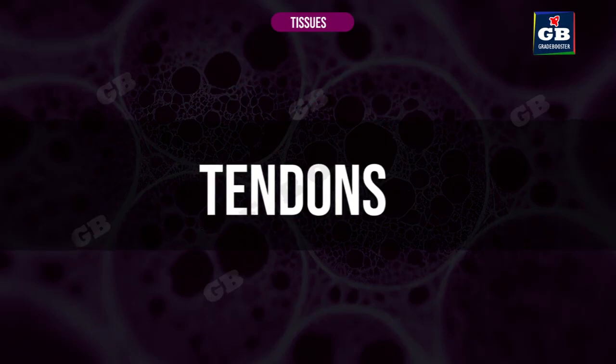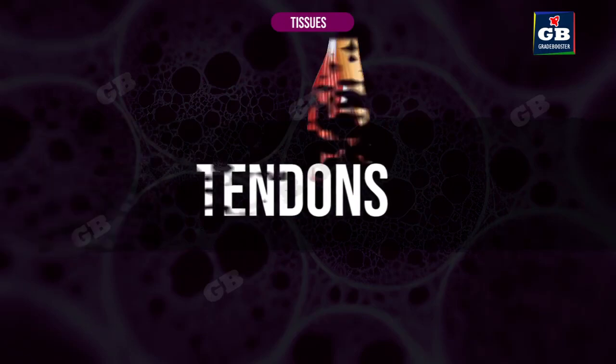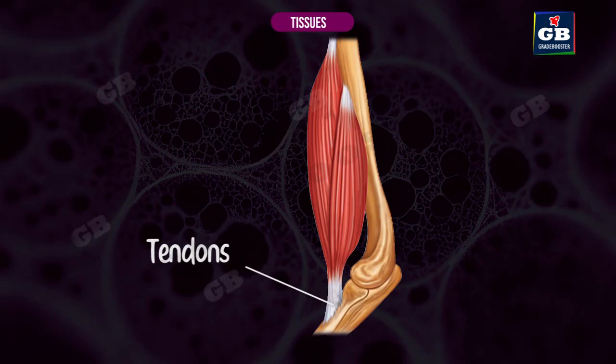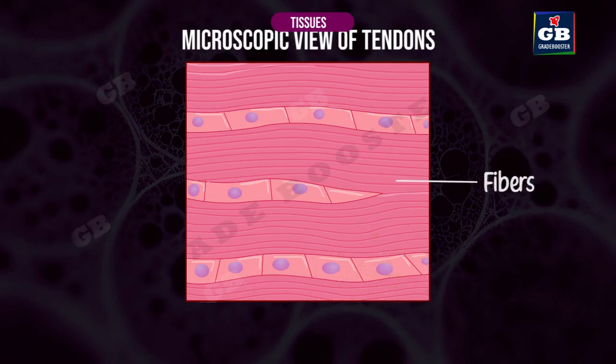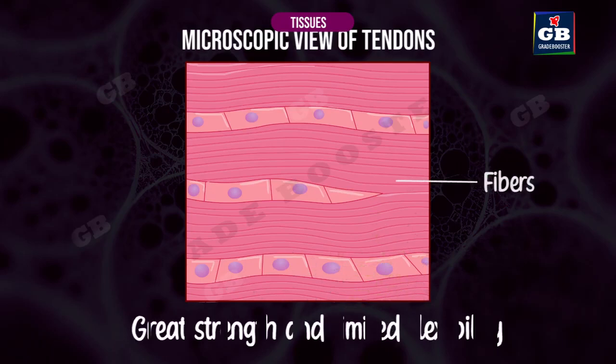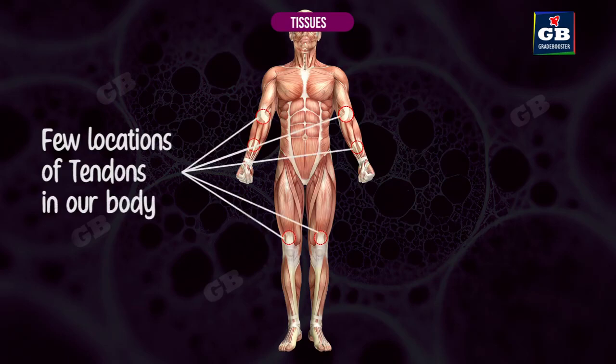Now let us see the next one, tendons. Tendon is a kind of connective tissue that connects the muscle to a bone. The matrix of tendon has so many fibers. It has great strength and limited flexibility. These are a few locations of tendons in our body.